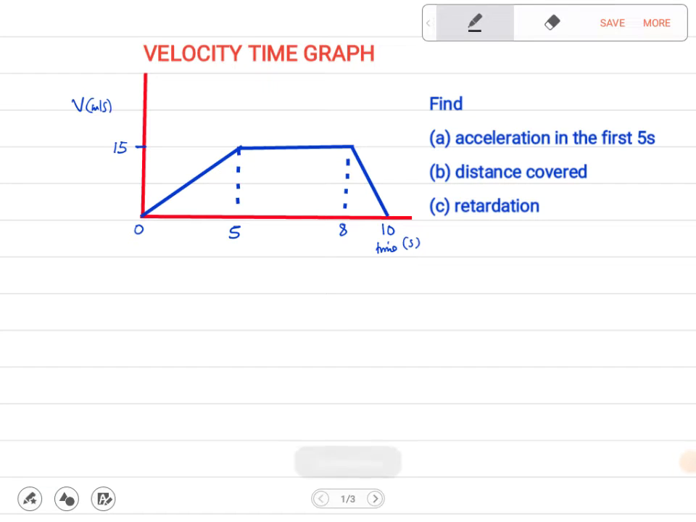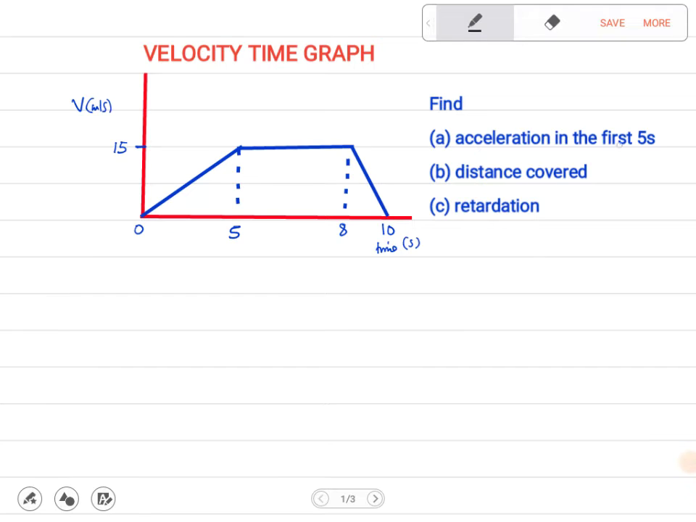Okay, so how can you find acceleration, retardation, and distance covered under a velocity time graph? I'm going to show the easiest way. Step one, you just have to know some of the equations of motion. Then you are okay. And the equations of shapes. Simple as that when you find the area under the graph.